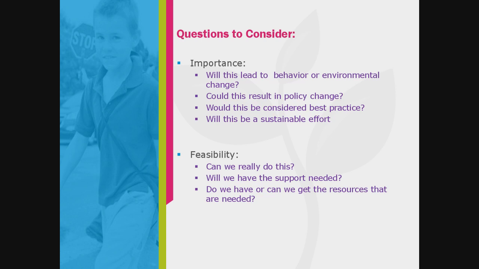And then the other side to look at is feasibility. Can we really do this? Do we have all the support that we need to achieve this objective? And do we have or can we get the resources that are needed? Just because you don't have the resources right now to achieve an objective doesn't mean that you should not consider that objective. If you think you can get the resources, then we would absolutely encourage you to write that objective and include it within your action plan.